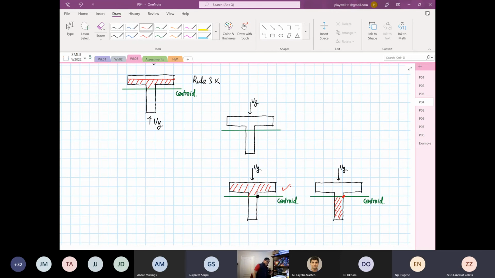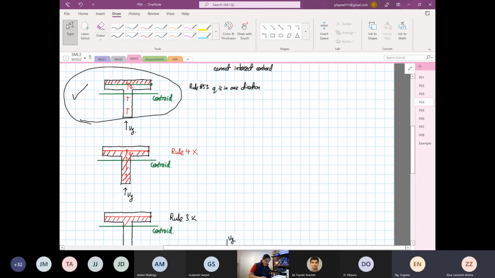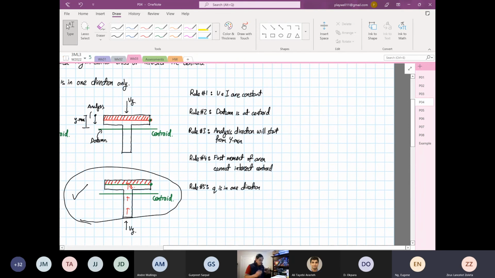A lot of students are worried: top, bottom, bottom, top. Should I go from top or should I analyze from bottom? That is where it's confusing. So that's why I just show you how critical these 5 rules are. The top 4 are more critical. The 5 is a special case.